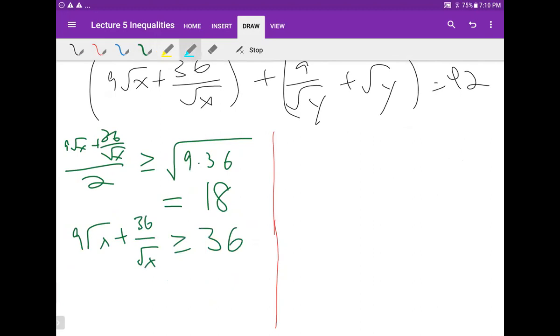Now we work on the other pair of expressions. We have that, oops, that's not what I intended. It's not what I intended to do.